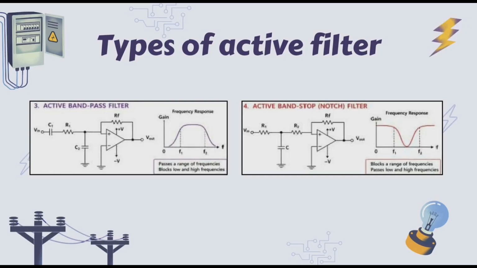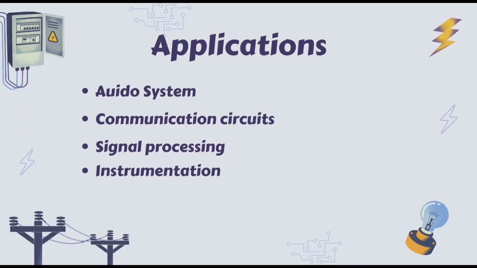Lastly, an active bandstop filter. So an active bandstop filter blocks a specific range of frequencies while still amplifying the remaining signal. So we can apply these active filters in audio systems, communication circuits, signal processing, and instrumentation.